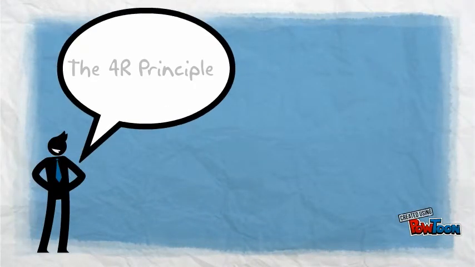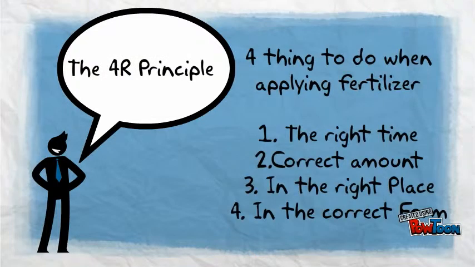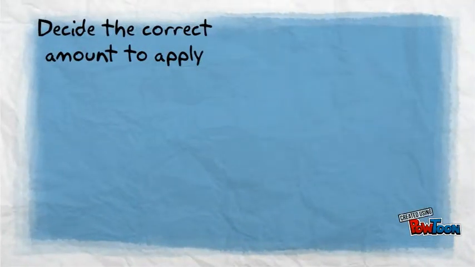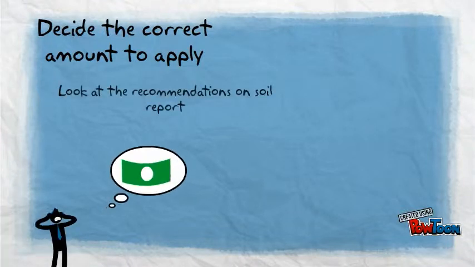First thing is the 4R principle. 4 things to do when applying fertilizer. You want to do it at the right time, have the correct amount, the right place, and in the correct ionic form. Decide the correct amount to apply.